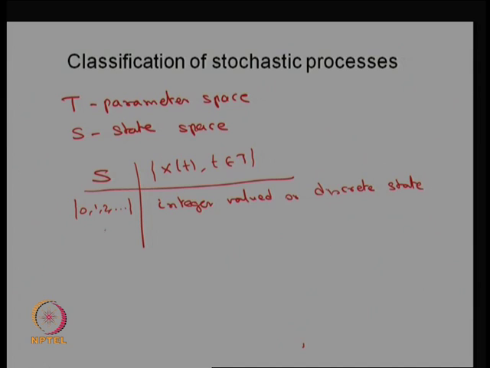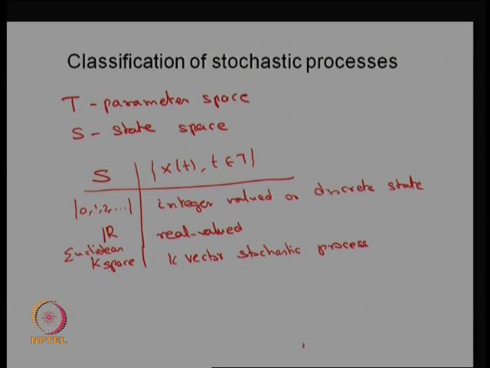Suppose the possible values of S are real values, then we call it a real valued stochastic process. Suppose it takes a Euclidean k dimensional space, then we call it a k vector stochastic process.